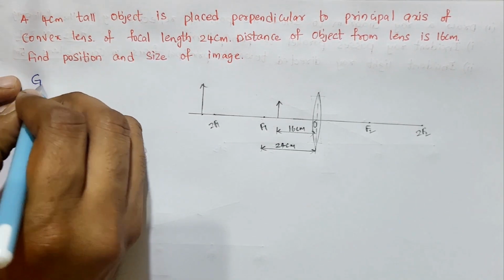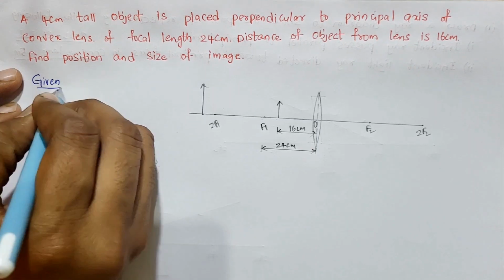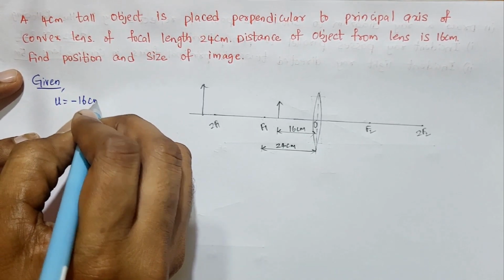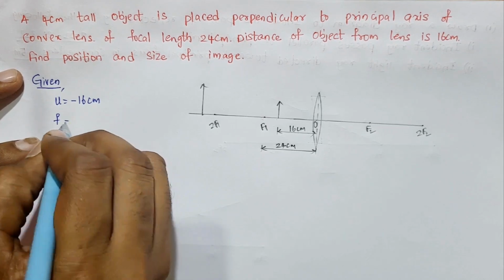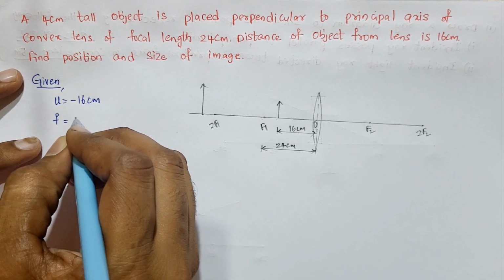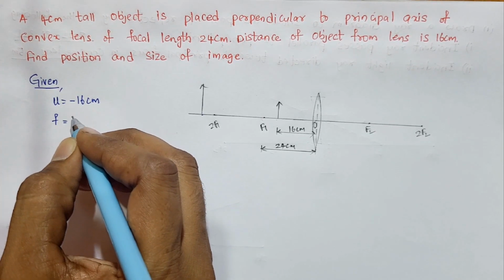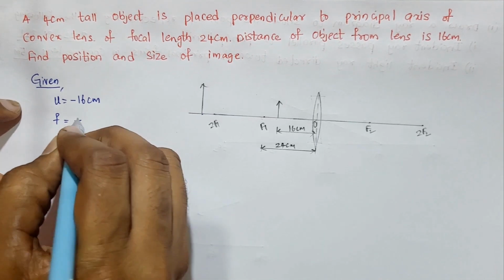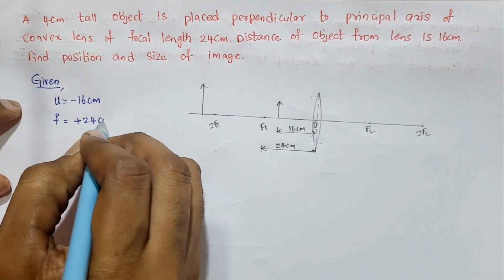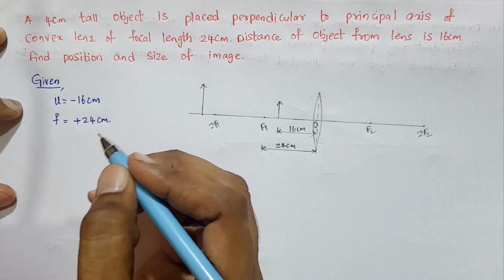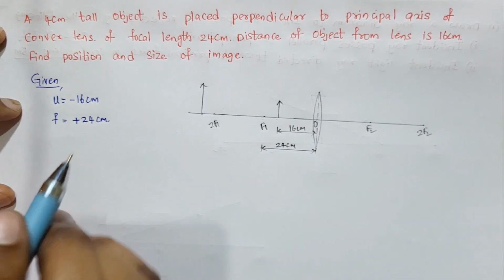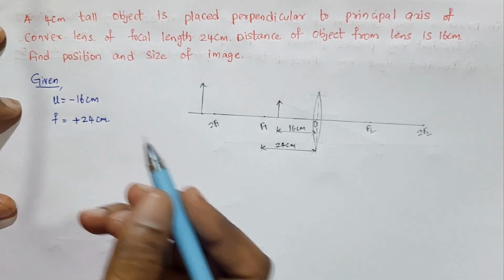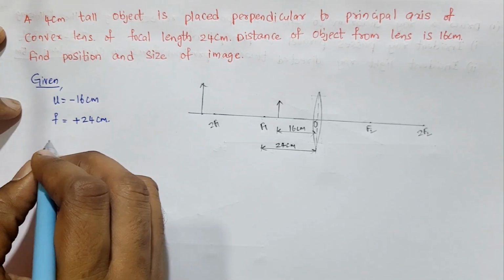Given data is u is equal to minus 16 centimeters. Focal length f is equal to plus 24 centimeters. Right. Because convex lens, right, focal length will be 24 centimeters. Right. So now we have to find out the image distance.